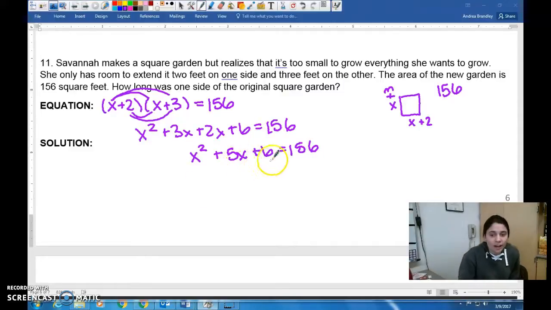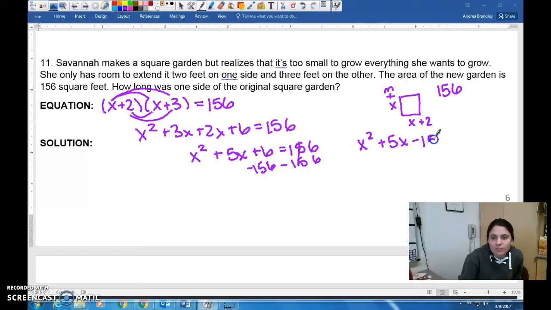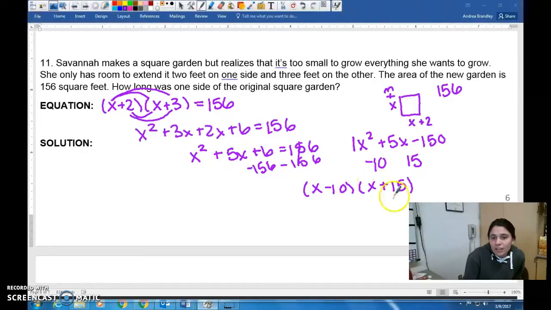In order to be able to factor it, I need everything on the same side. So I'm going to subtract 156 from both sides. I'm left with x squared plus 5x minus 150. I need two numbers that multiply to negative 150 and add to 5, which in this case is negative 10 and 15. Since my a is equal to 1, this immediately factors to x minus 10 and x plus 15. And if I set each of these equal to 0, I have x equals 10 and negative 15.